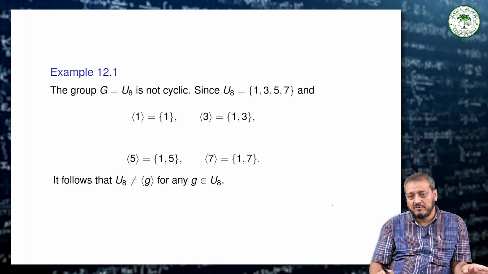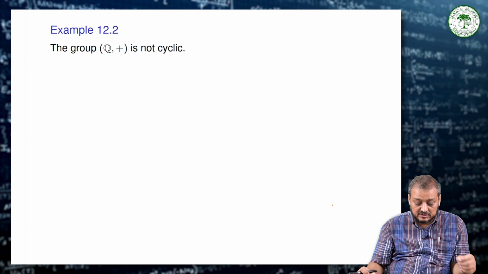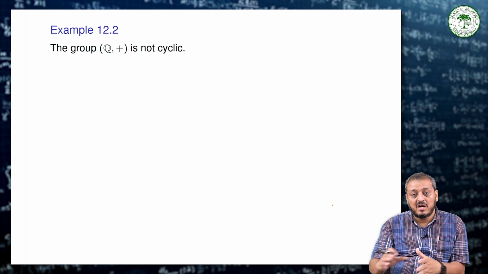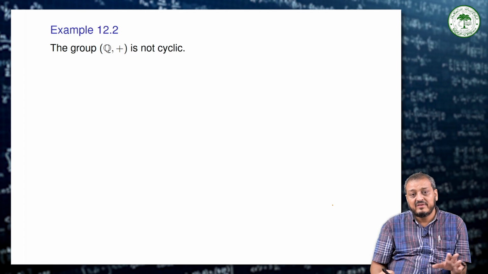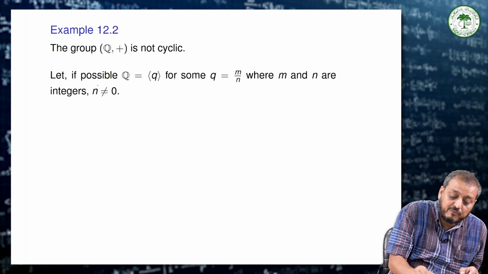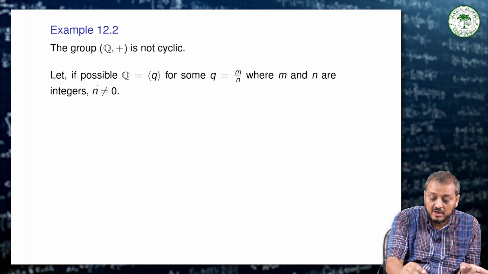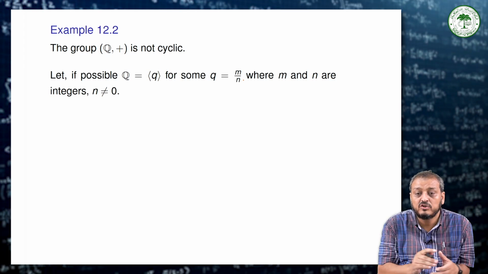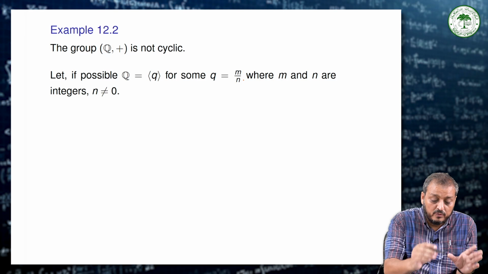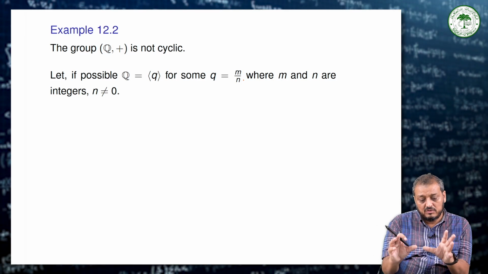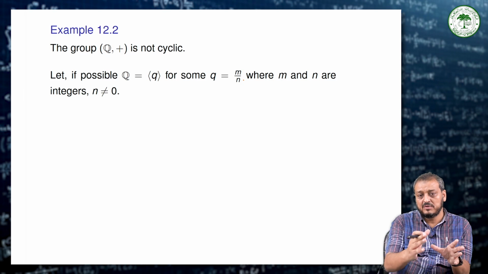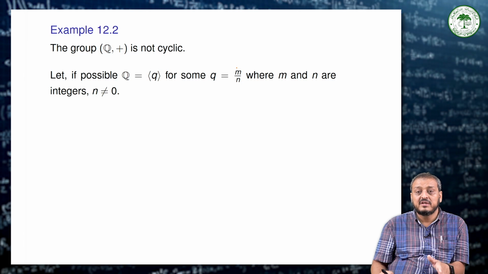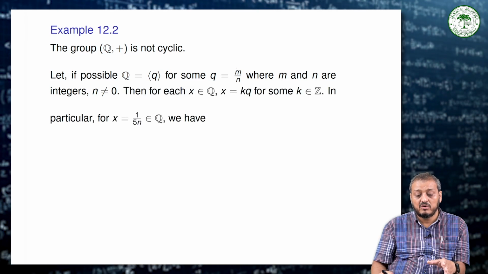Another example we discuss that is not cyclic: the set of rational numbers under addition is also not cyclic. If possible, let Q be generated by q, where q is equal to m by n, where m and n are integers, such that n is not equal to 0. So we assume that Q is cyclic, generated by some element q, and q can be written in the form m by n, where m and n are integers and n is not equal to 0.